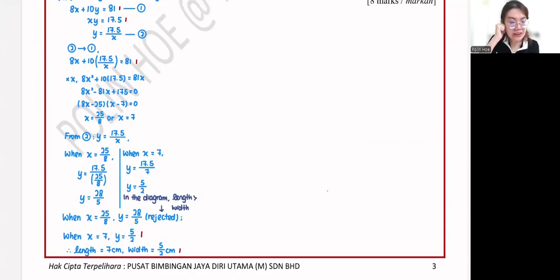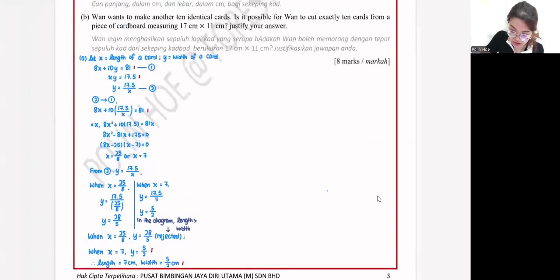One wants to make another 10 identical cards. Anyhow, why is my screen not moving? Cannot already. He wants to make another 10 identical cards. Is it possible for one to cut exactly 10 cards from a piece of cardboard measuring 17 multiplied by 11 cm? This is the question. You want to say it is difficult, it is not. But if you don't understand what the question wants, then you susah.